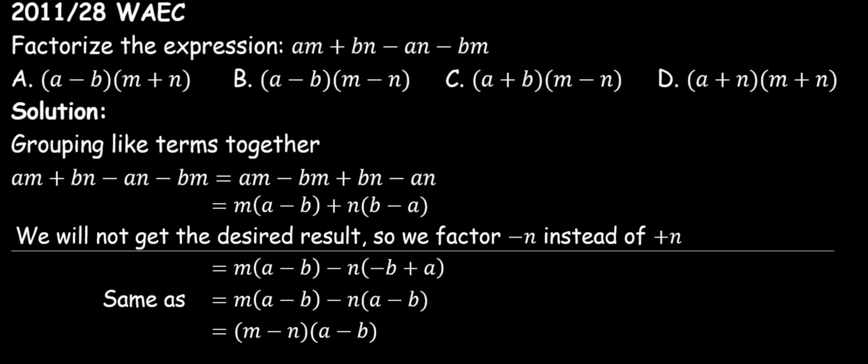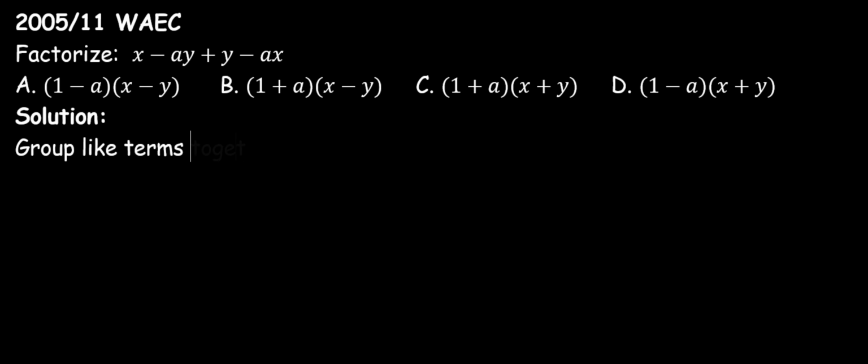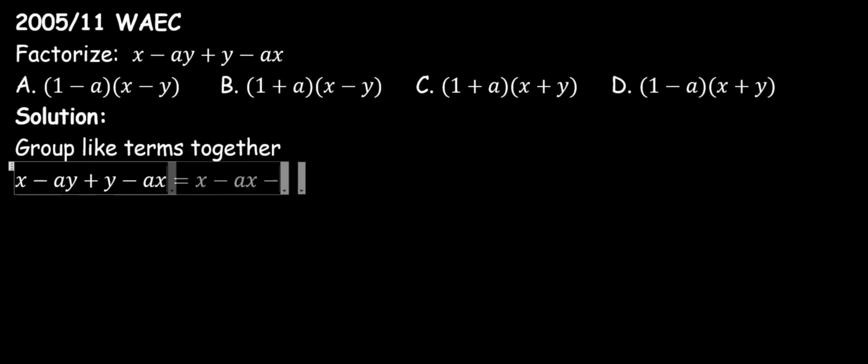Next, we take another example. Factorize x minus ay plus y minus as. The options are given. Solution. Grouping like terms together, we have that our given problem, x minus ay plus y minus as, will be equal to minus as minus ay plus y.